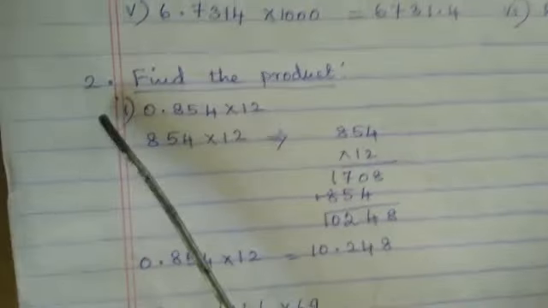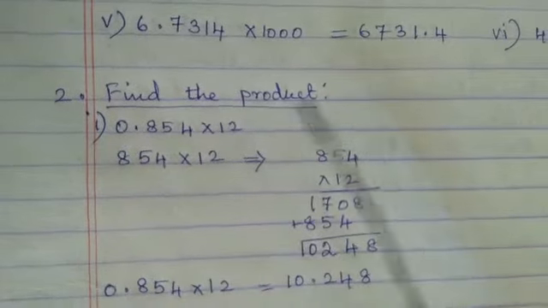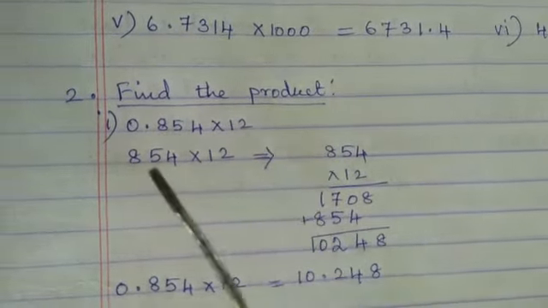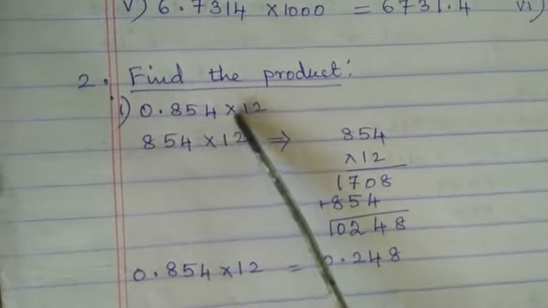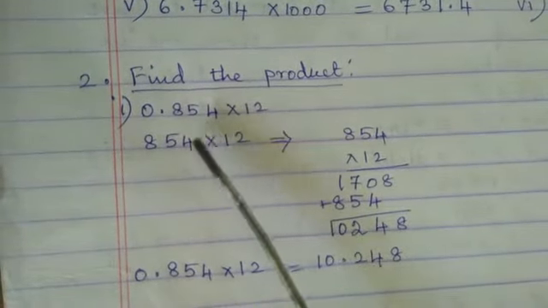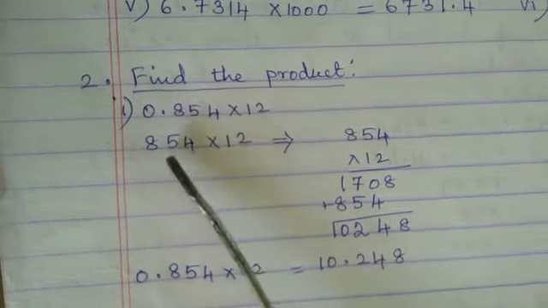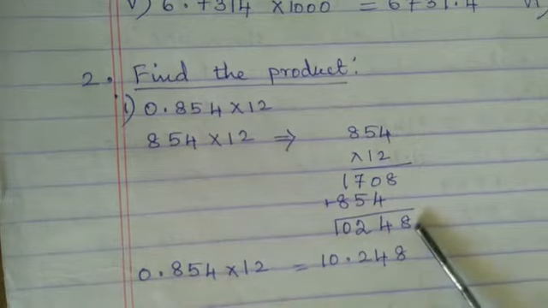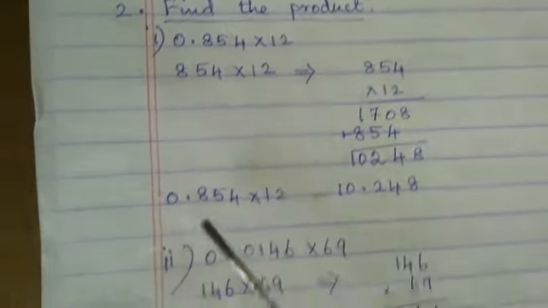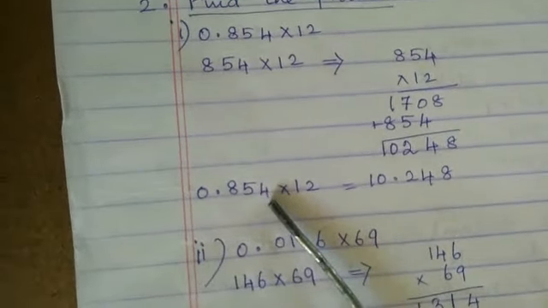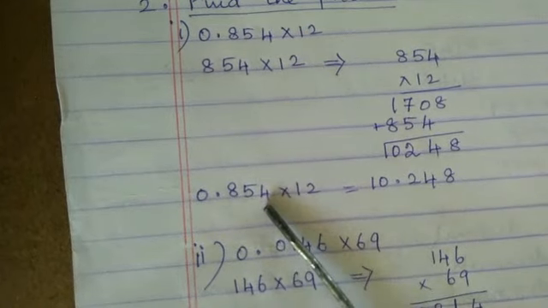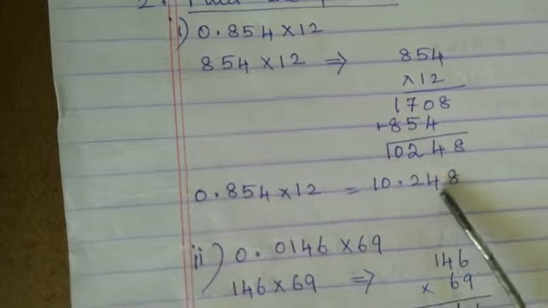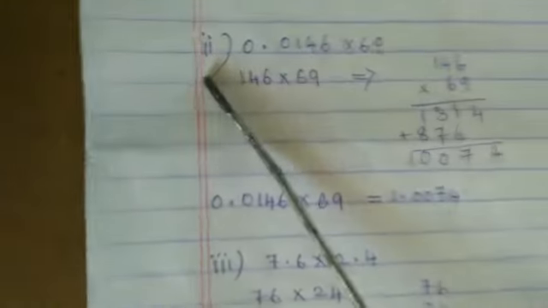Now come to question number 2, find the product. Here the second type, decimal number is multiplied by whole number. So 0.854 multiplied by 12. First step is convert the decimal number into whole number, that is 854 into 12. Ordinary multiplication you will do. Then in the product, you see the number of decimal places in the given question. There are 3 decimal places. In the product we will put 3 decimal places, that is 10.248.